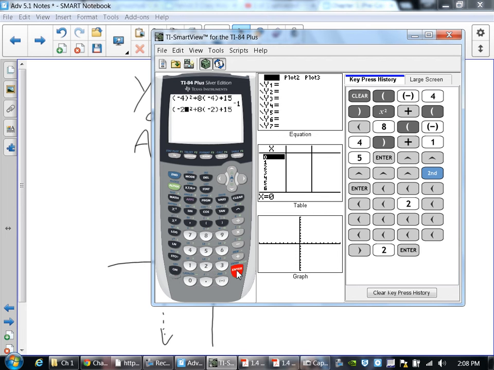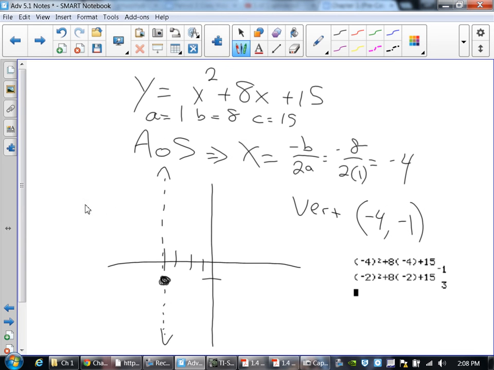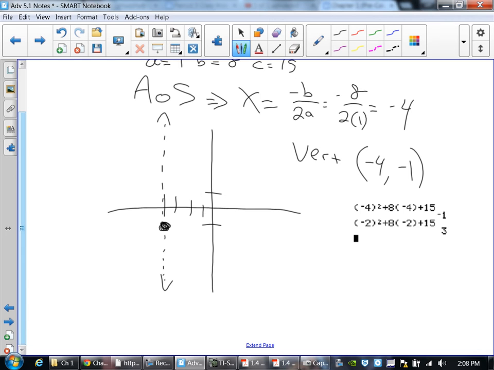So when it's at -2, I'm at 3. So this is allowing me to have ordered pairs. -2, 3. The axis of symmetry tells me that this point is how far from the axis of symmetry?